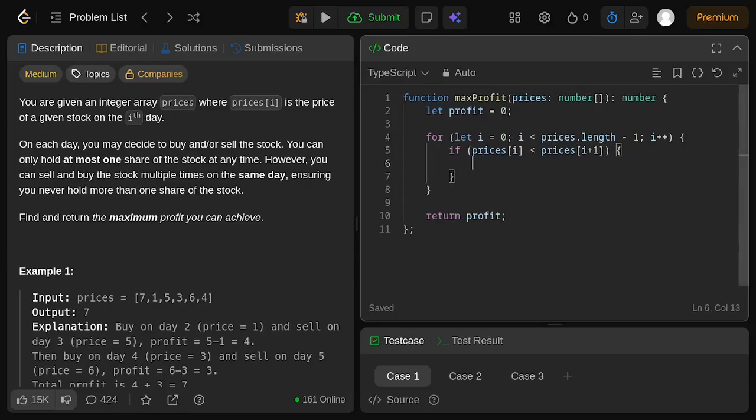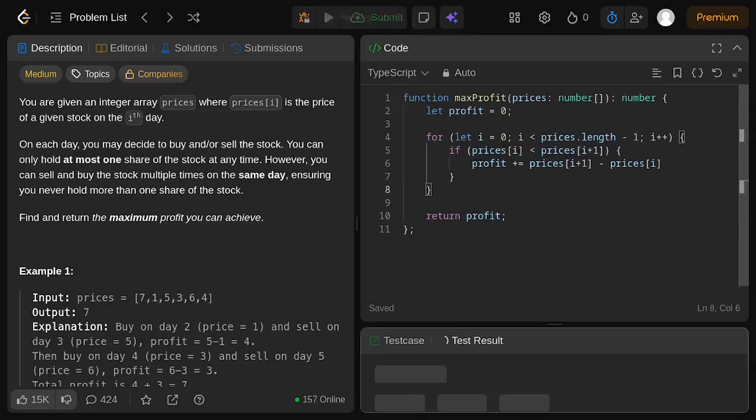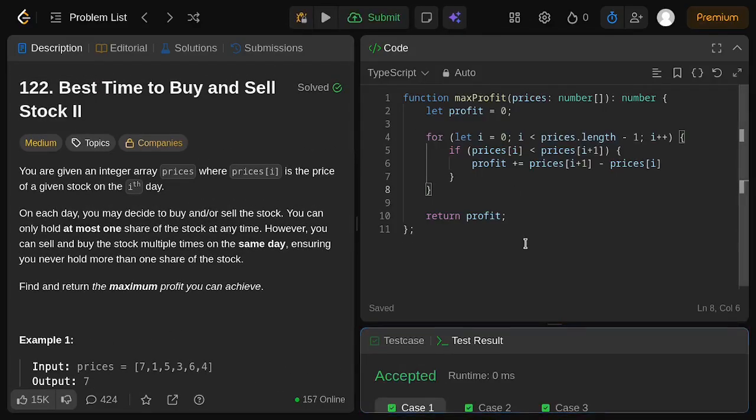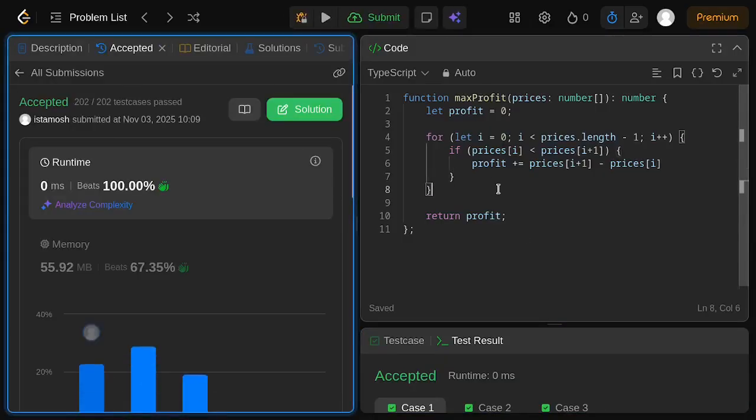So we can just sum the profit using the plus equals operator, and we can just subtract the price of i plus 1 minus the price of the current index. And as simple as that, we can just run the code to see if it works. And we have the accepted solution. Let's submit this to ensure that this works.